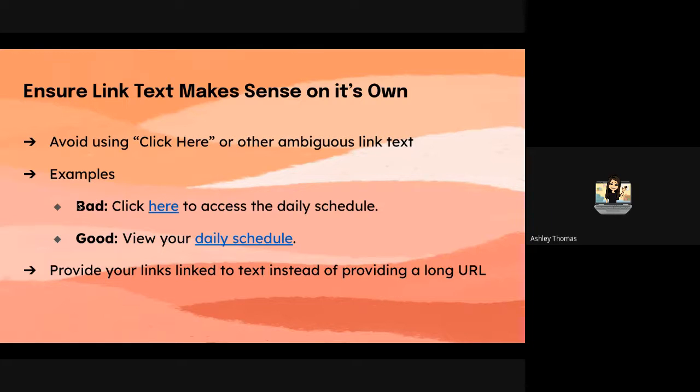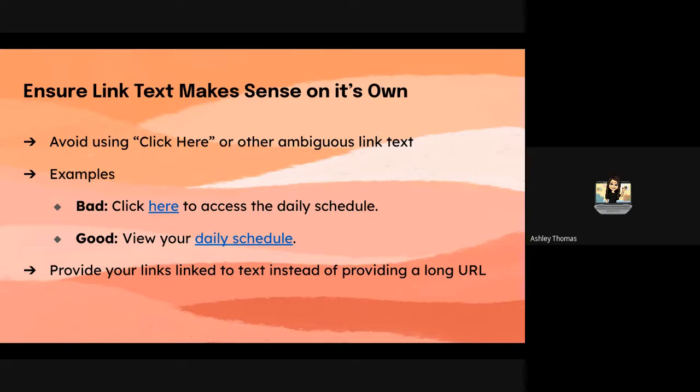So here's a bad example. Click here to access the daily schedule. Good. View your daily schedule. And as you can see, I have daily schedule as my linked text. So if I click on daily schedule, it's going to take them to their daily schedule. Your viewer who uses a screen reader program might not be able to determine what the here link is referring to.